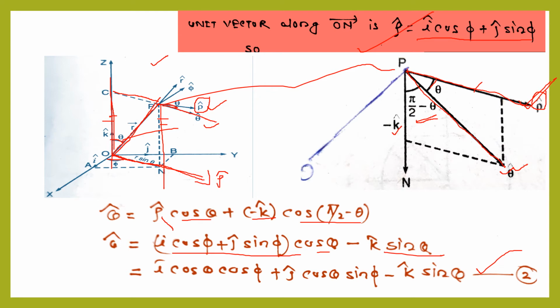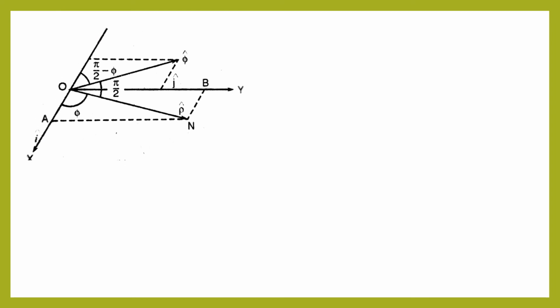Okay, now come to phi cap. For phi cap, we know that r cap, theta cap and phi cap are mutually perpendicular, and the direction of the phi cap is just opposite to the direction of the x-axis, that means on the side of the negative axis. So here the angle between the rho cap and phi cap is 90 degrees. So here the remainder angle is 90 minus phi, with the negative y-axis.